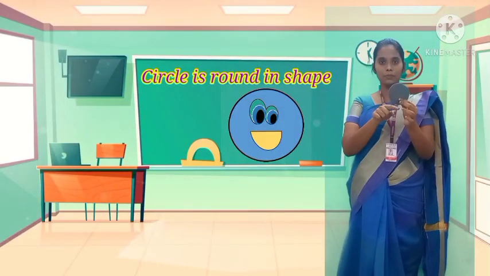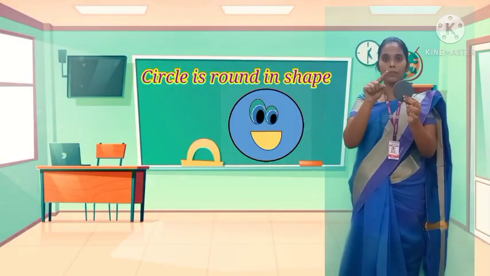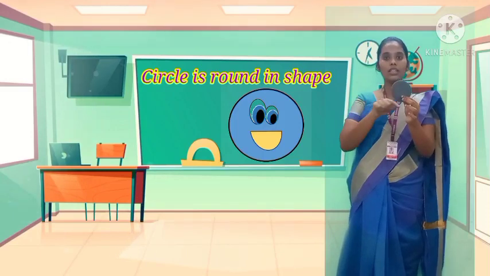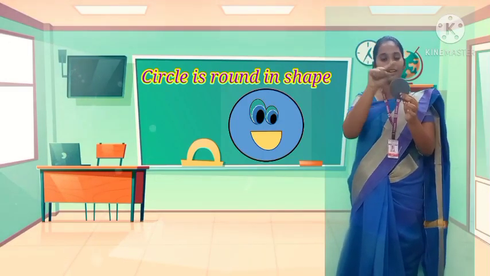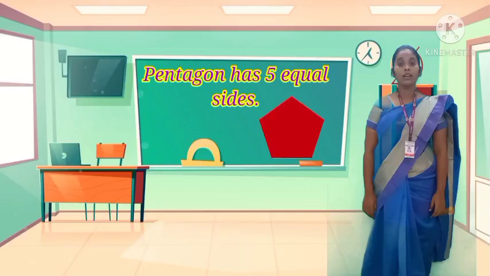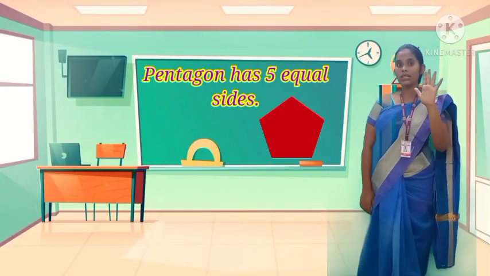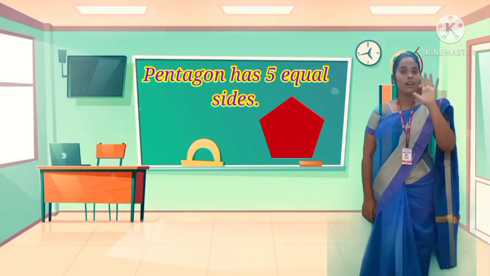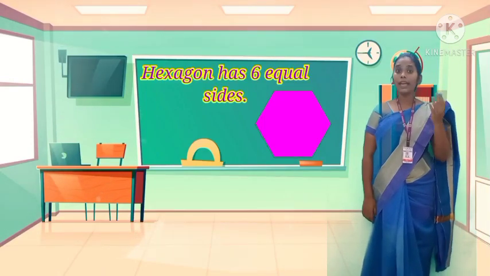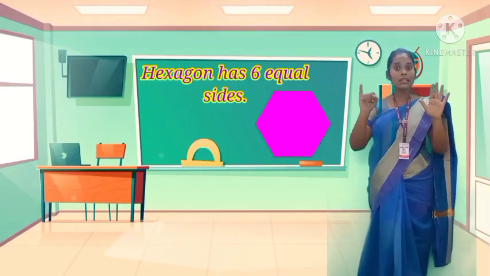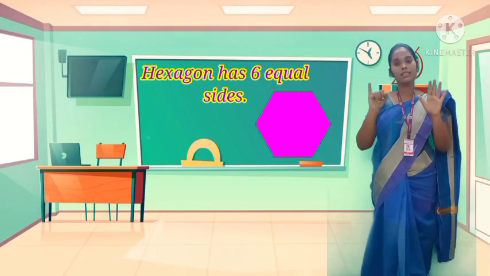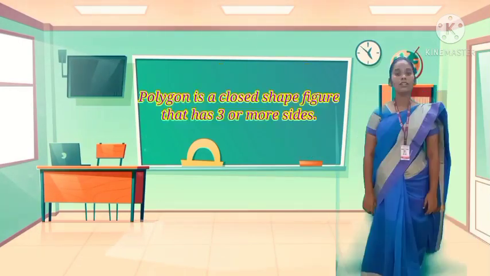It is a circle. Circle is round in shape. Next, pentagon. Pentagon has 5 equal sides. Hexagon has 6 equal sides.